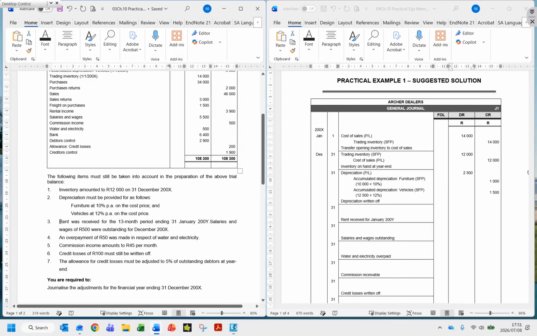The next one is number 3. Rent was received for the 13-month period ending 31 January 2000Y.